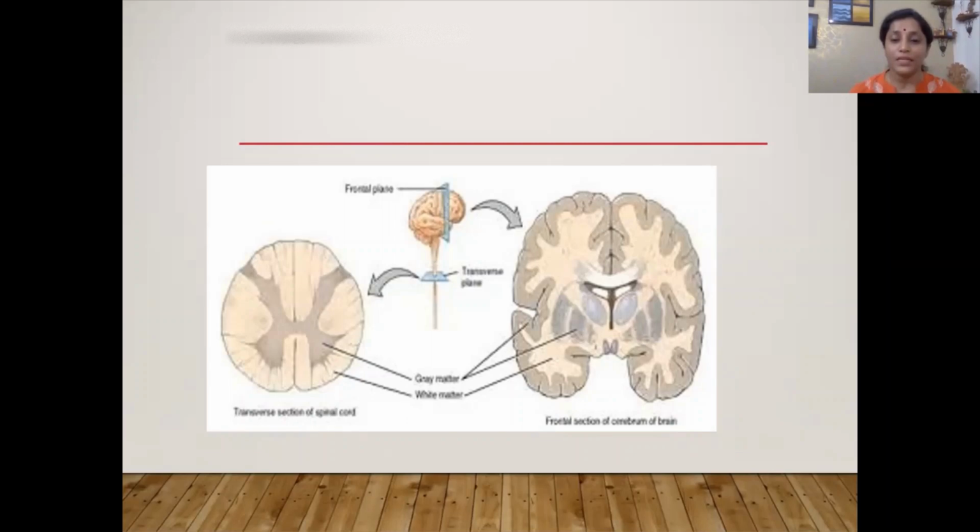We can very well differentiate between the arrangements of the two in the brain and the spinal cord, though both are connected, and all the tracts either move from below upwards or above downwards in the cephalocaudal axis. From below upwards, the ascending or the sensory tracts, and from above downwards, the motor tracts.